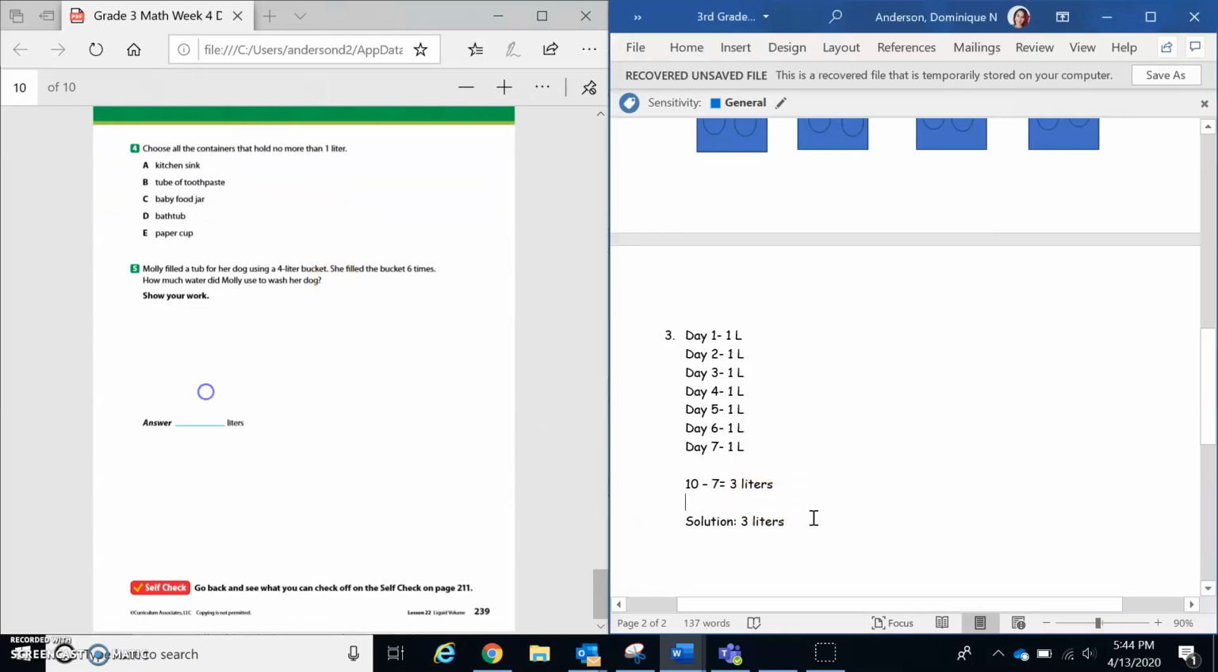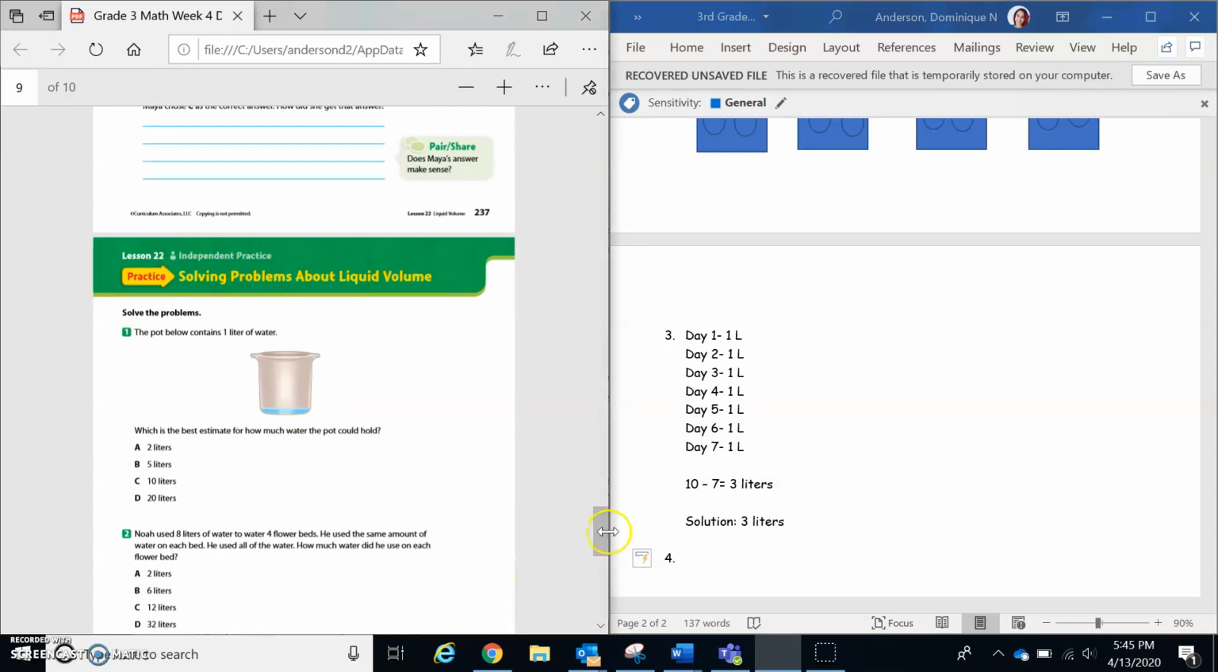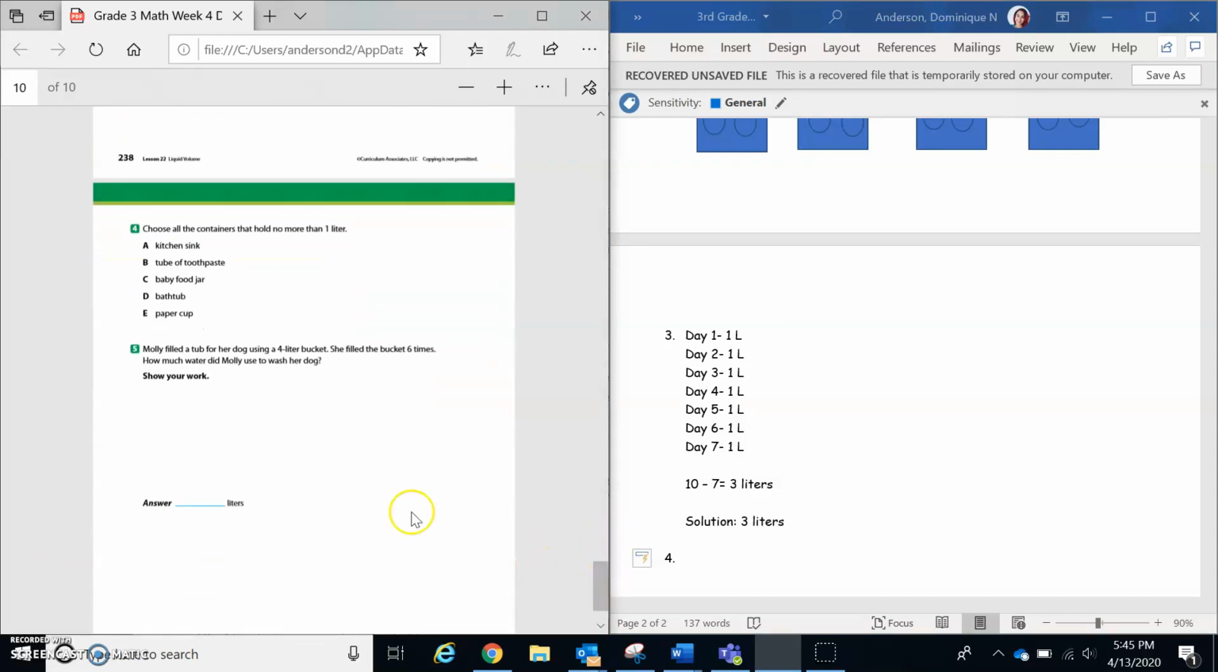Last 2 questions, and then we're done. Number 4. Choose all the containers that hold no more than 1 liter. So let's think about our liter. And if we come back to our pictures, remember a liter is not that much. So a kitchen sink, do you think that would hold no more than a liter? Nope. A tube of toothpaste? Yes. It would hold just about a liter.